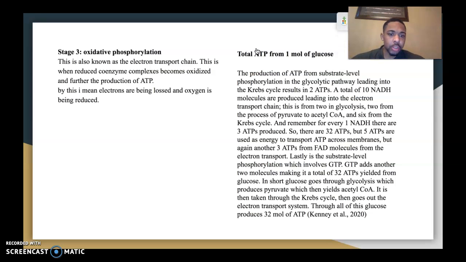So in short, the process goes from glucose, through glycolysis, which produces pyruvate, which then yields acetyl-CoA, and is then taken through the Krebs cycle, then goes through the electron transport chain. Through all this, it produces 32 moles of ATP.